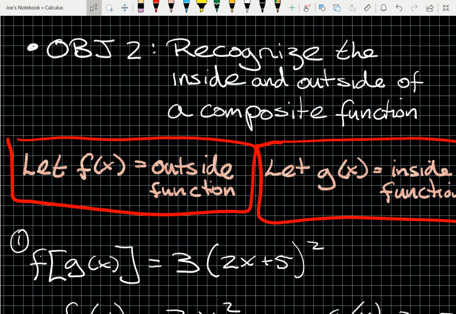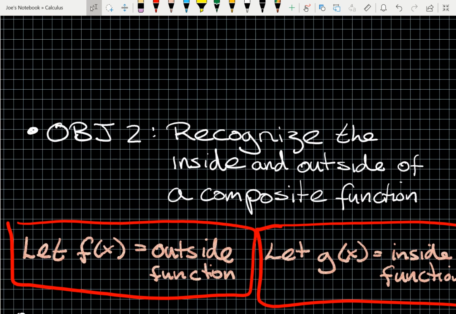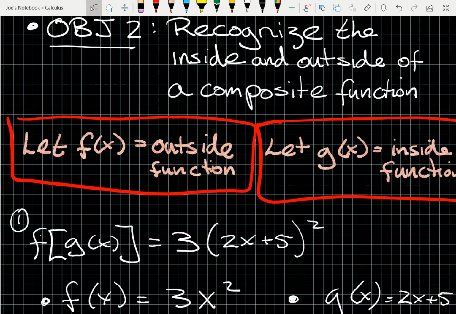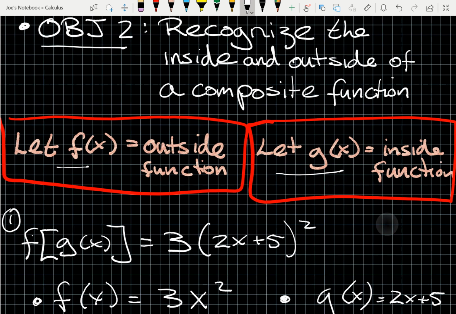What we can do is, first of all, we have to recognize the inside and the outside parts. So that's the second objective here. Let's go ahead and recognize the inside and the outside of a composite function. We did this in pre-calculus. So we're going to call f of x the outside function. We're going to call g of x the inside function. Outside, inside is a pretty term we use in class.